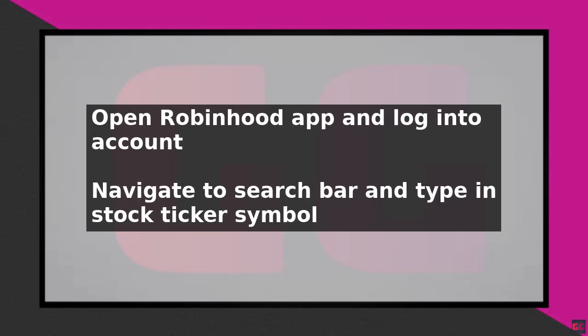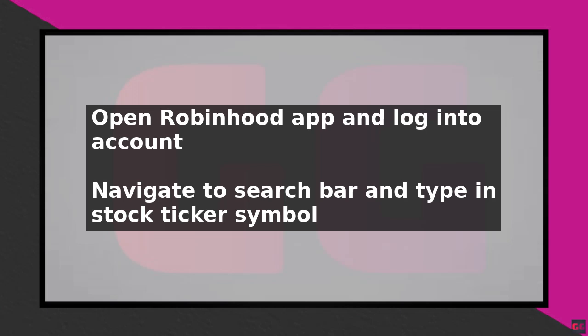To buy puts on Robinhood. Start by opening the Robinhood app and logging into your account. Once you are logged in, navigate to the search bar at the top of the screen and type in the ticker symbol of the stock you want to buy a put option for. Select the stock from the search results and click on it to go to its detail page.